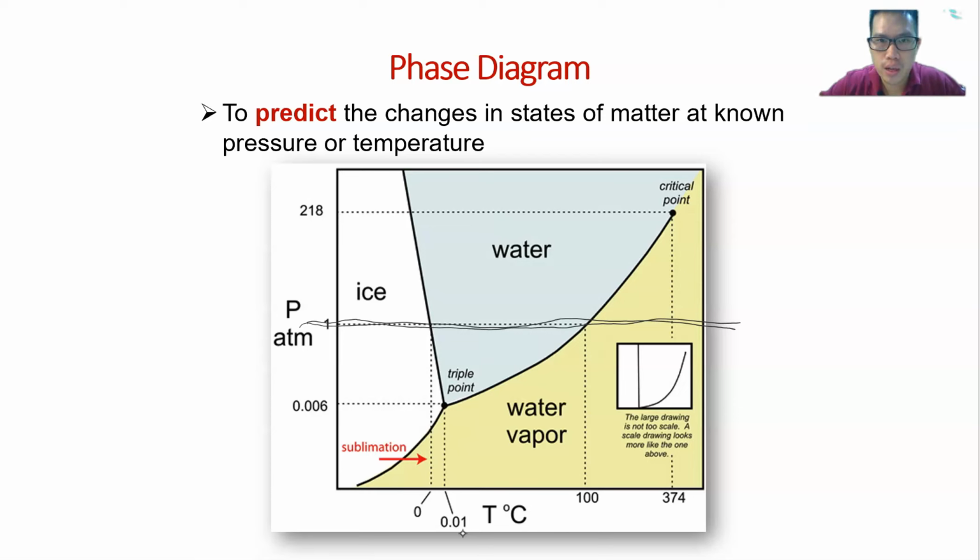So at 1 atm, you can see from here, if you increase the temperature from 0 to 100, at 0 or below 0 it is still ice. When you increase the temperature, it will change to water, and above 100, it will change to gaseous, water vapor.